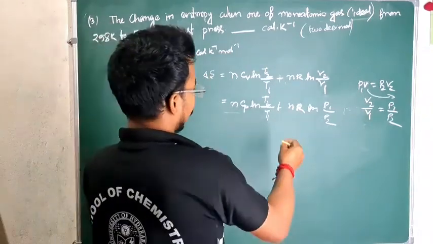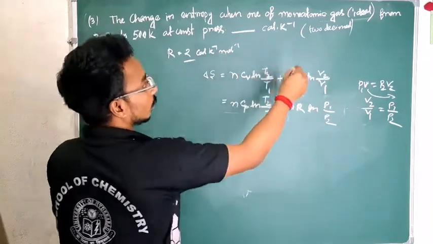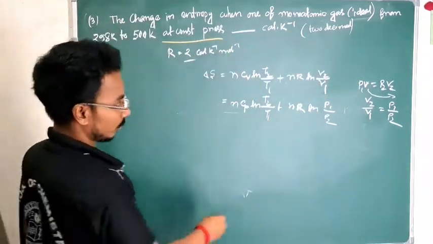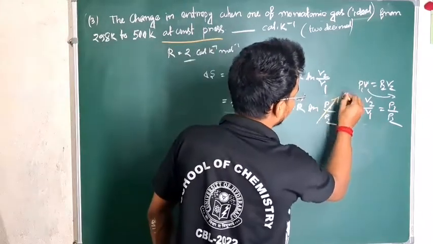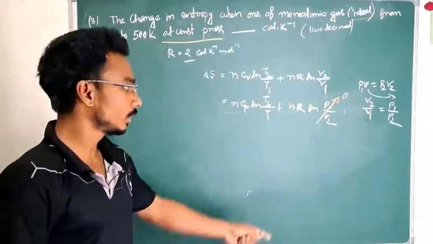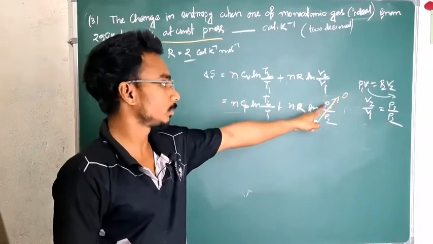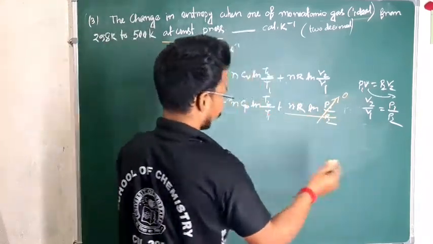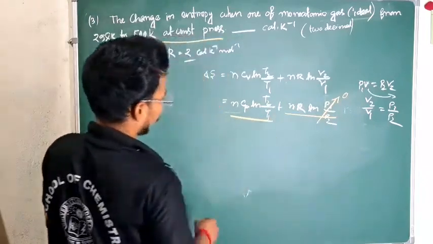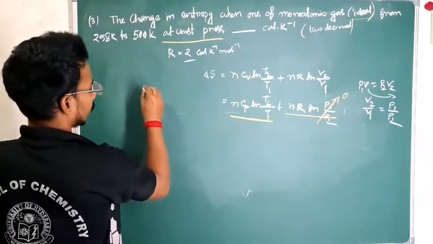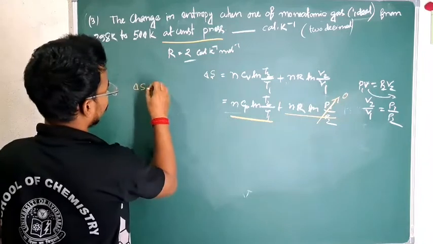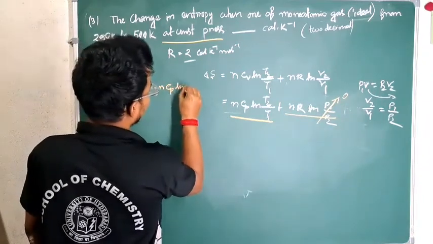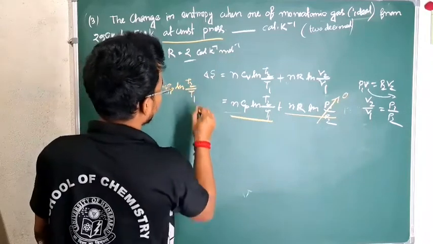In the question they told that it is at constant pressure, so this part will be 0. Why? Constant pressure, P by P1, ln 1 equal to 0, so this part will be 0. So now we have to take this part, then delta S equal to nCp ln T2 by T1.